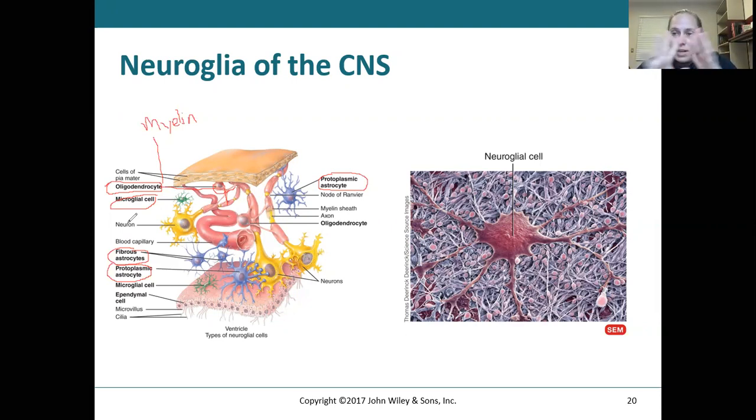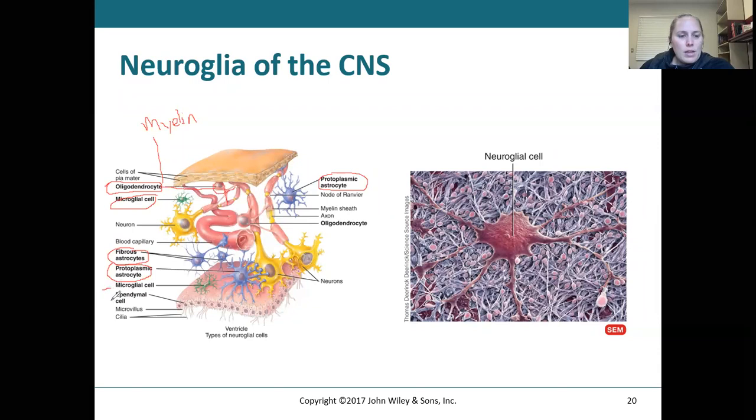Part of what they do is buffer ionic concentrations around the neurons. They also aid in uptake of excess neurotransmitter. So we'll talk about the glial neuron interactions a little bit more when we talk about synaptic transmission, but they're definitely hanging around helping out the neuron carry out its function.